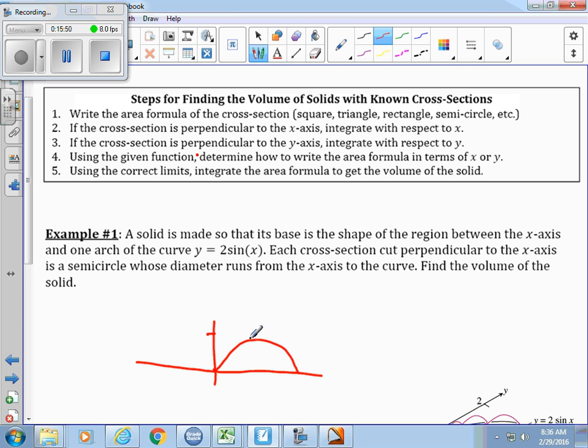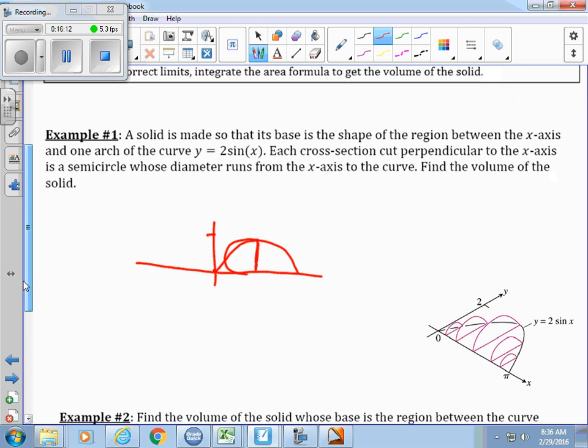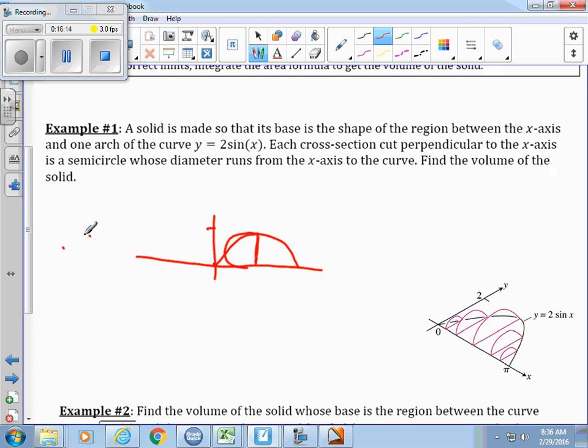Each cross-section cut perpendicular to the x-axis is a semicircle whose diameter runs from the x-axis to the curve. So we have a semicircle three-dimensionally coming out of this. And I know that you can't see that, so I have two ways I'm going to show you that. One is a three-dimensional picture down there. And two, I'm going to draw it on the board and show you a three-dimensional cutout.